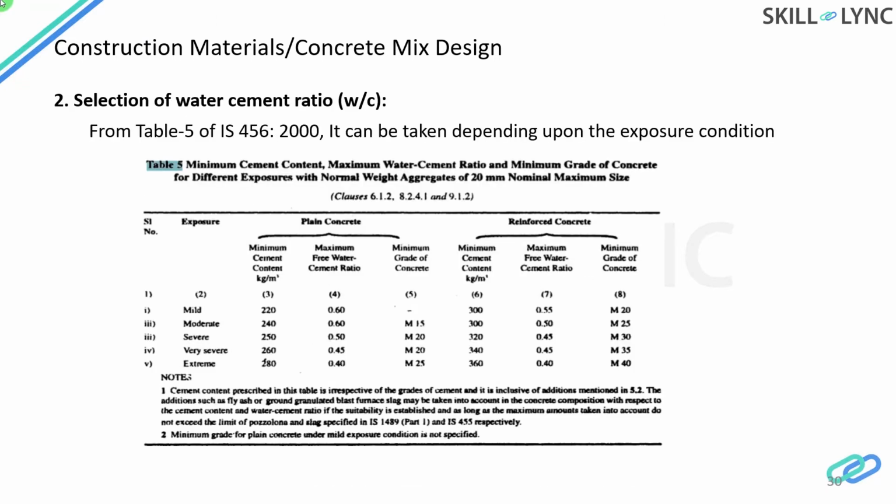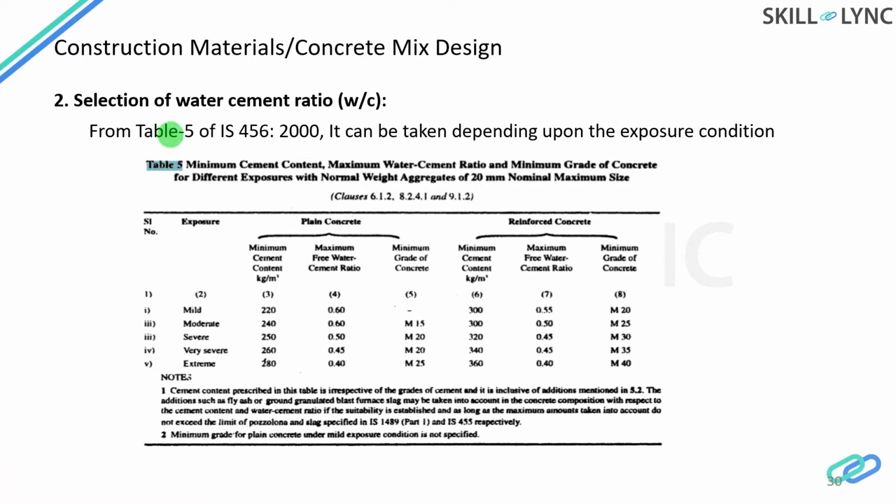Next is the selection of water cement ratio. This is obtained from table 5 of IS 456-2000, and it can be taken depending upon the exposure condition. Here the grade of concrete doesn't play a role. This mainly depends upon the exposure condition.